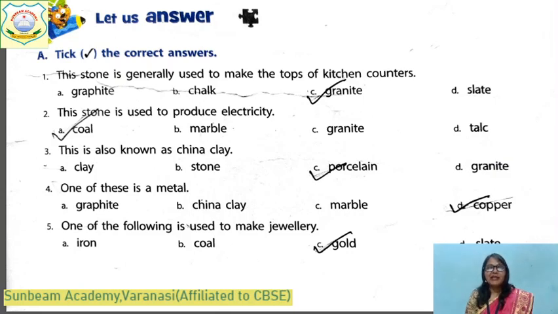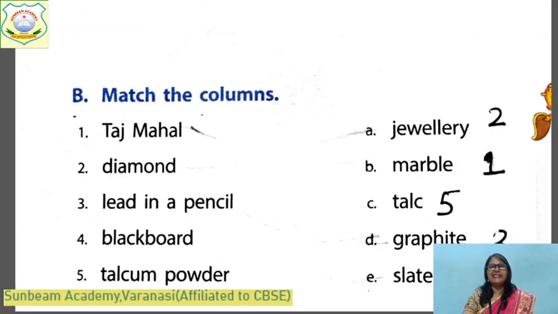One of these is a metal. Graphite? No, it is a stone. China clay? No, it is a clay. Marble? It is a stone. Yes, copper is a metal. One of the following is used to make jewelry. Iron, coal, gold, slate. No, iron, coal and slate are not used; only gold is a metal which is used to make jewelry.